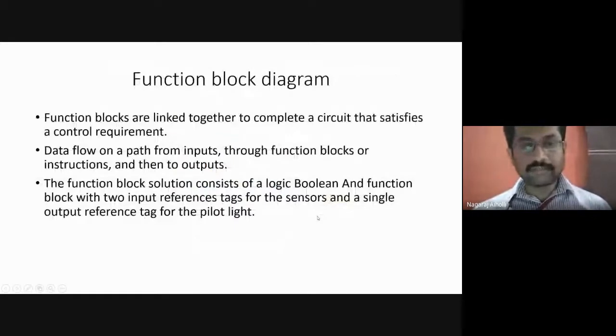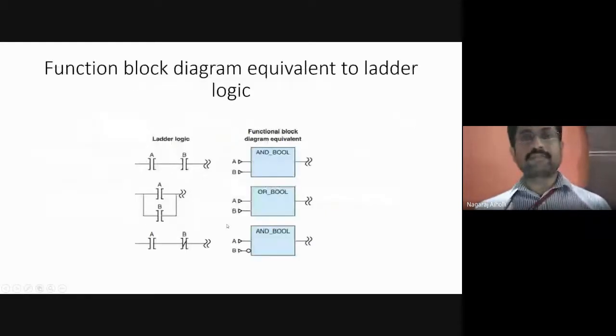The function block solution consists of a Boolean AND function block with 2 input reference tags for the sensors and a single output reference tag for the pilot light. Next, function block diagram equivalent to ladder logic. This is the ladder logic for the AND function, A and B. This is represented in the form of a block diagram here.